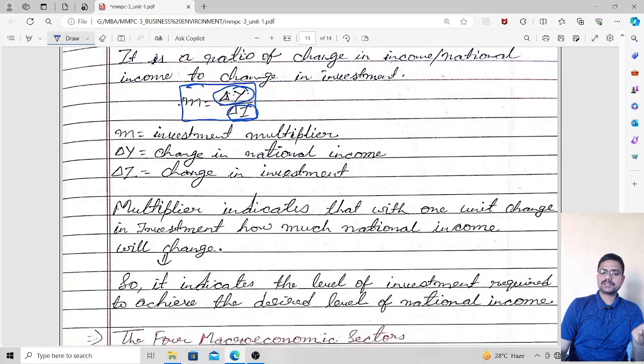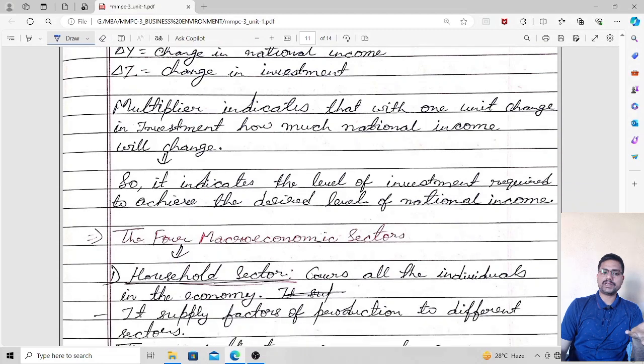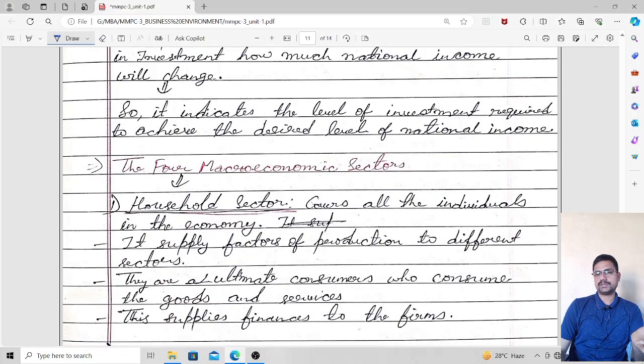So it indicates the level of investment required to achieve the desired level of national income. We use this concept to achieve a particular national income. For instance, if we want to achieve a particular level of national income, then how much investment we have to make can be estimated using this investment multiplier concept.